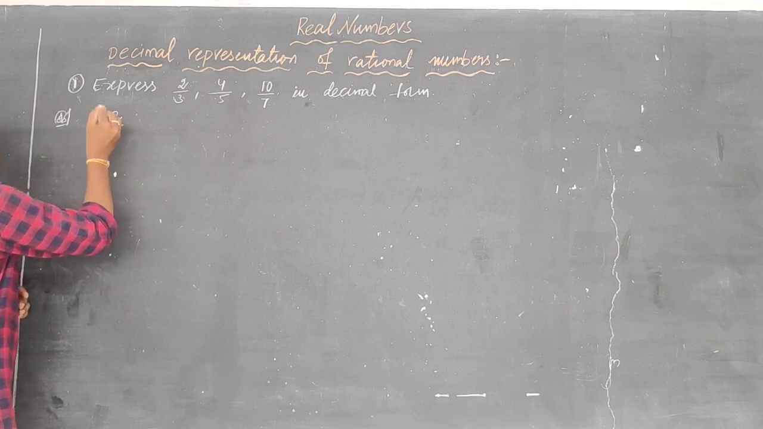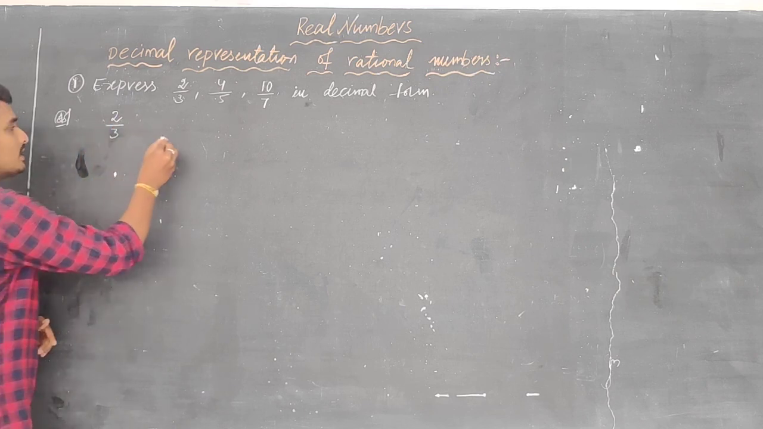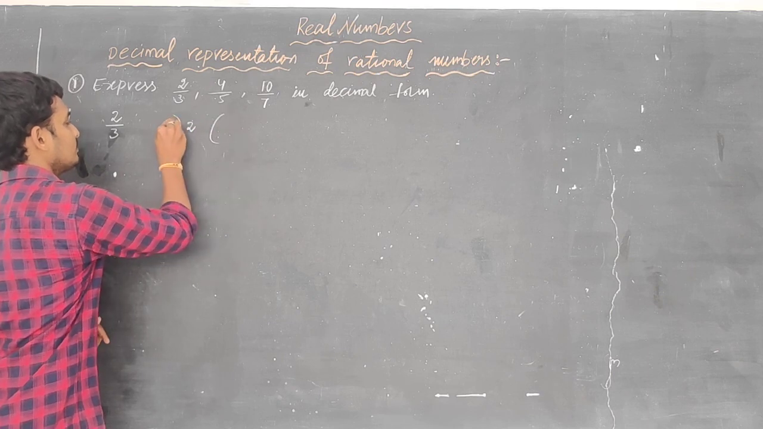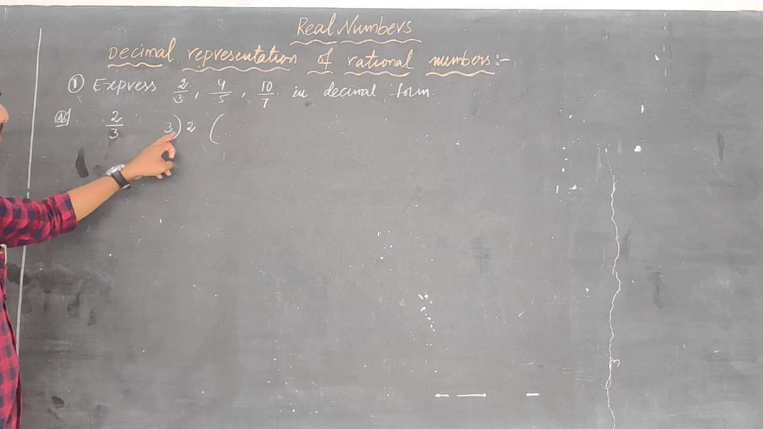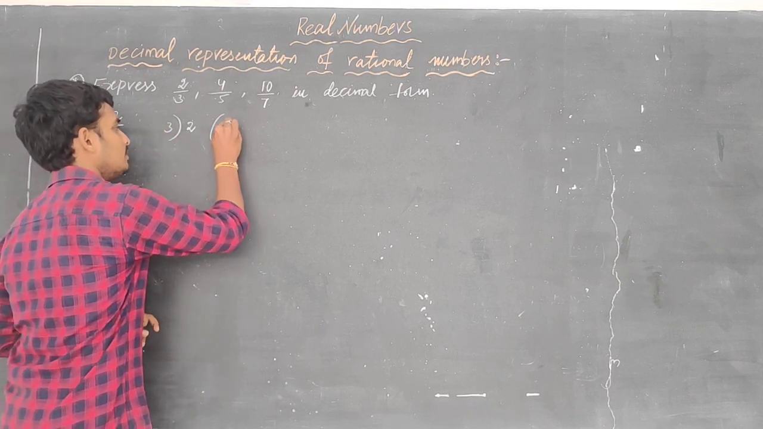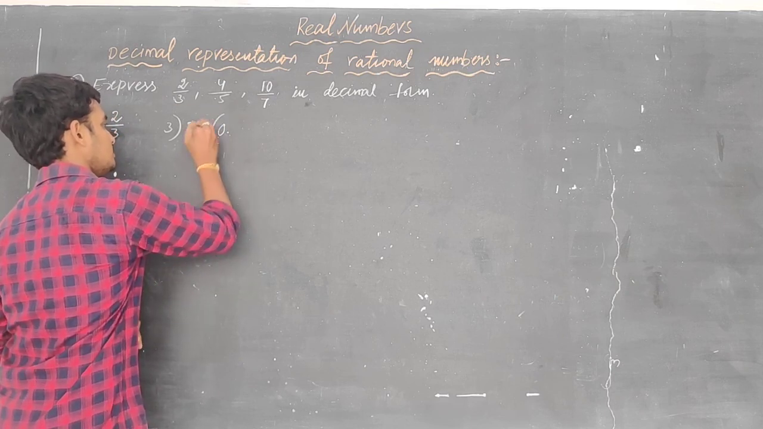What is the numerator here? 2 is the numerator. What is the denominator? Yes, 3 is the denominator. Now we can divide 2 by 3. Can we divide? 3 is the big number, 2 is the small number, so we can't divide. That's why we are keeping 0 point. So we are keeping 0.